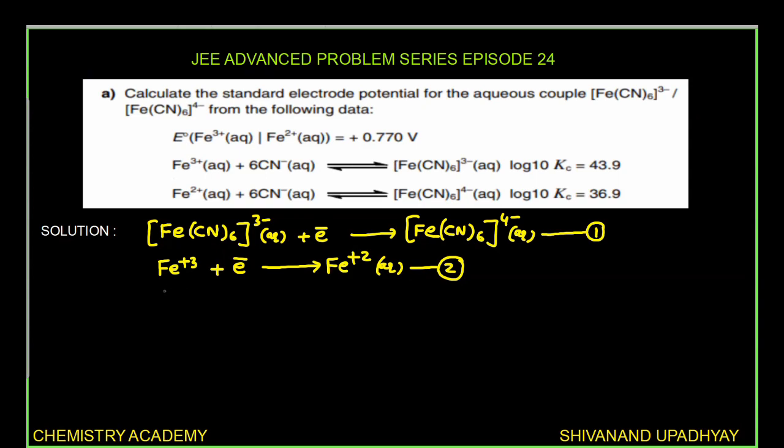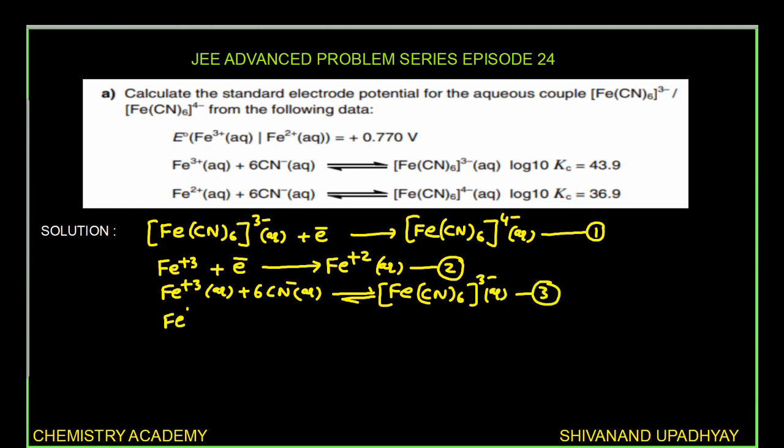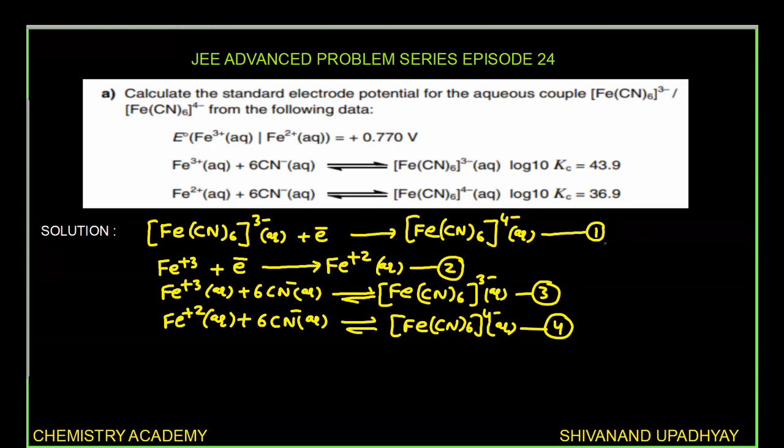Let me rewrite the given reactions. Fe3+ in aqueous state plus 6 times CN- in aqueous state is in equilibrium with [Fe(CN)6]3- in aqueous state. This is reaction number 3. Similarly, I can write that iron +2 in aqueous state plus 6 times CN- ion in aqueous state will form the complex ion [Fe(CN)6]4- ion in aqueous state. These are reactions 1 to 4. I have to calculate the value of 1 in terms of these reactions.